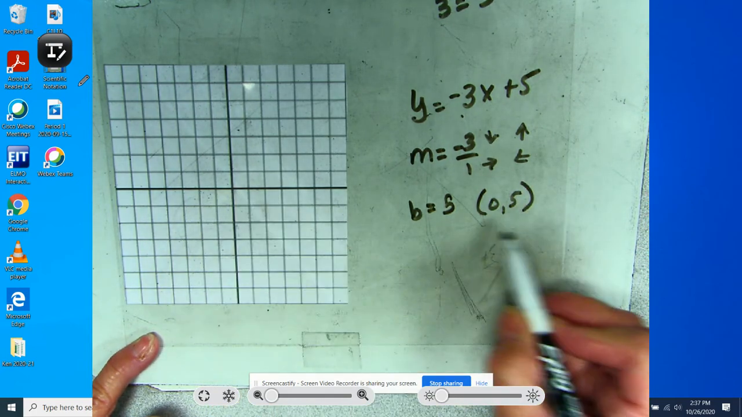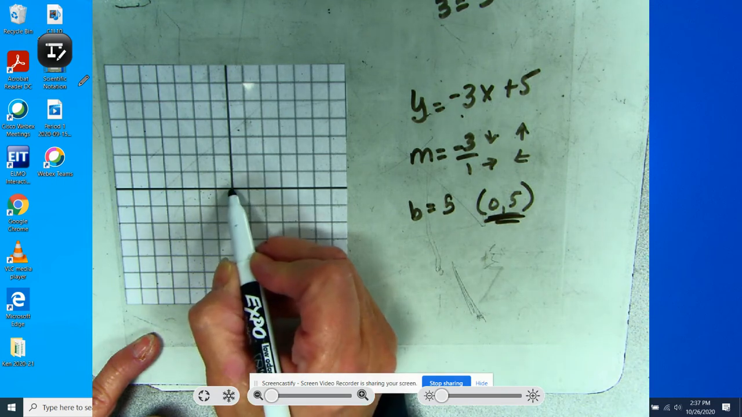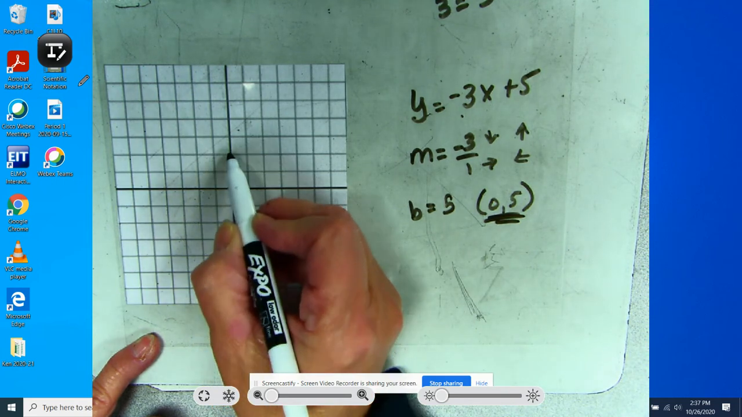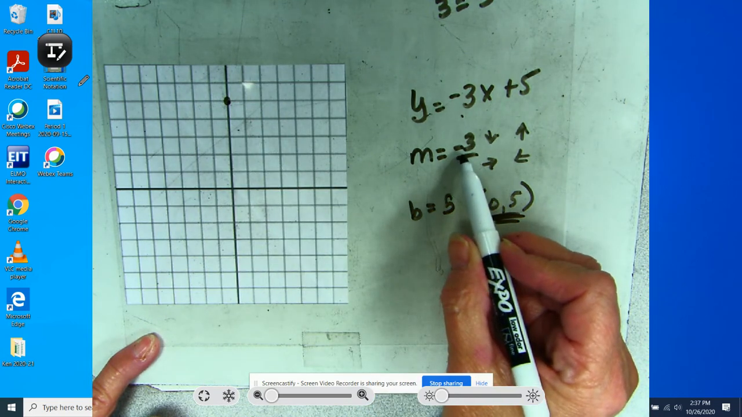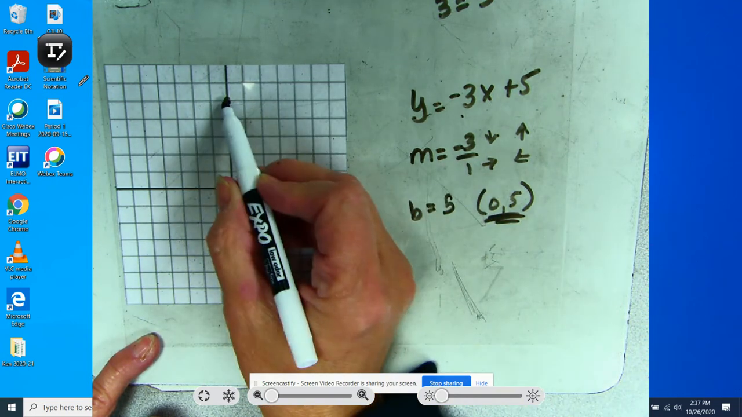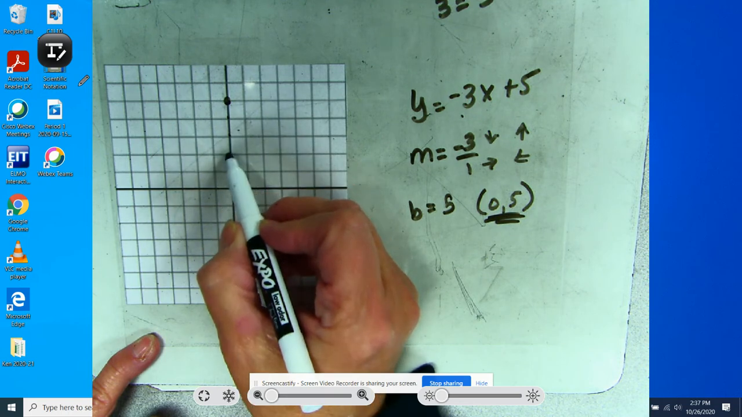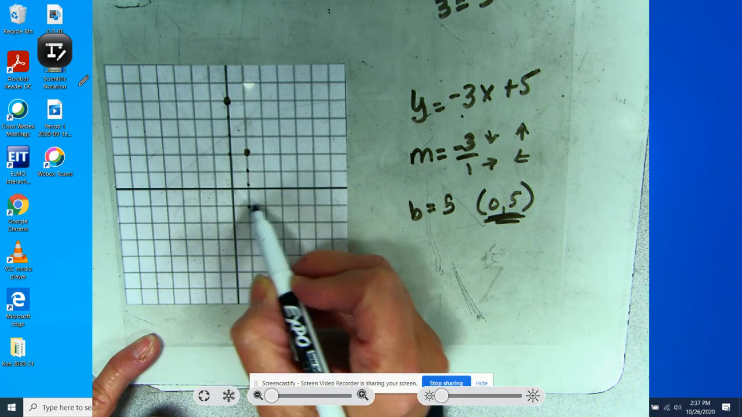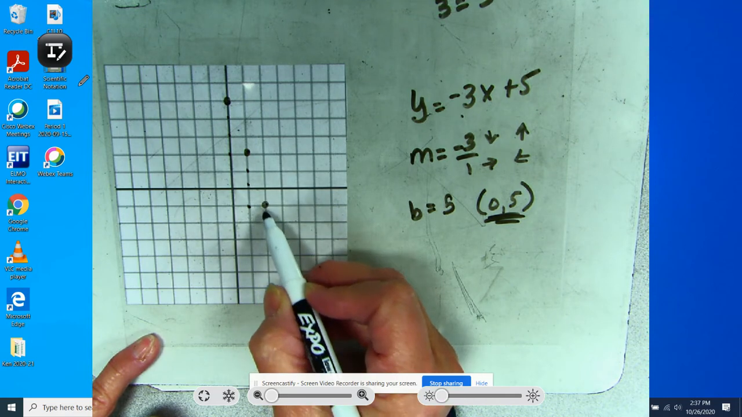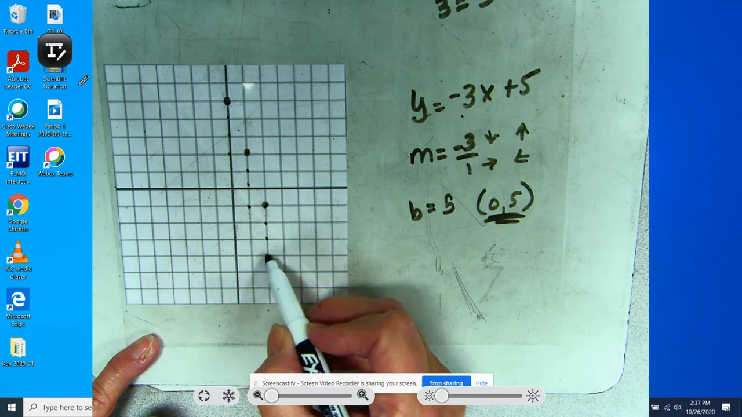Start at 0, 0 and go to this point. Over 0, up 5. 1, 2, 3, 4, 5. We are now going to go down 3 over 1. Down 3, 1, 2, 3 over 1.